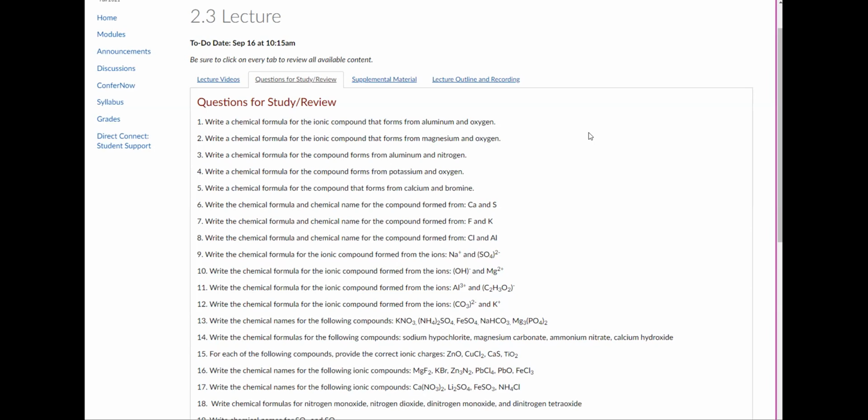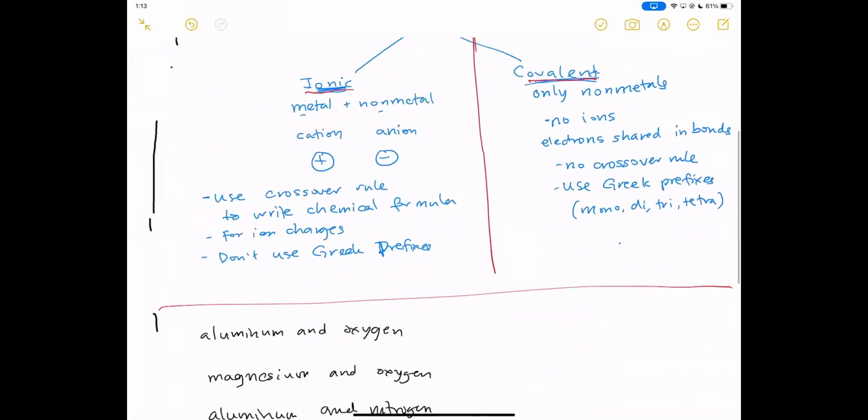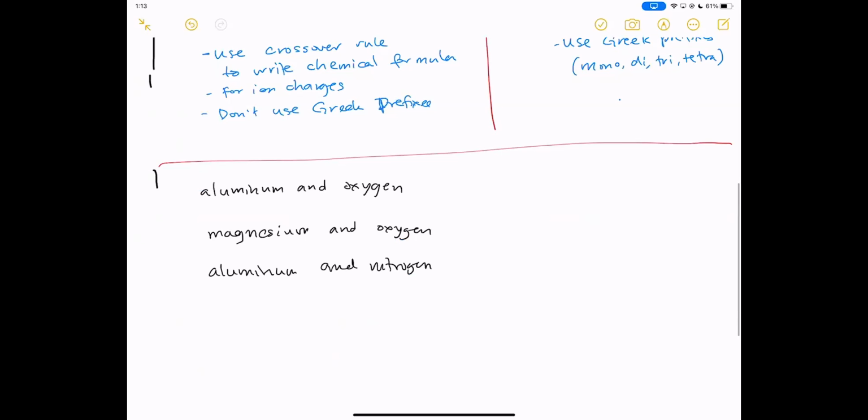Okay, so now let's go back over here and see if you guys can follow along with me for those three examples. I've got aluminum and oxygen, magnesium and oxygen, and then aluminum and nitrogen. So how do you do this? Remember, you need to use the periodic table.